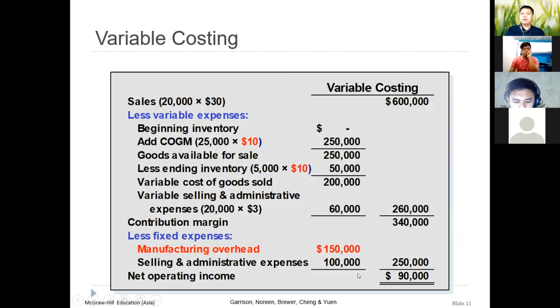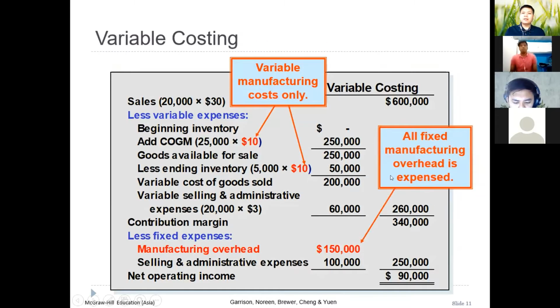Okay, let's move to variable costing. Now for variable costing, just like in absorption costing, you will have the same amount for your sales. But if you remember the previous slide, the product cost per unit is just 10 because it excludes the 6 pesos fixed manufacturing overhead. So the cost of goods manufactured is 25,000 times 10. It is not 16. And that is 250,000. Now, how much is your ending inventory? That's 5,000 times 10. That is 50,000.